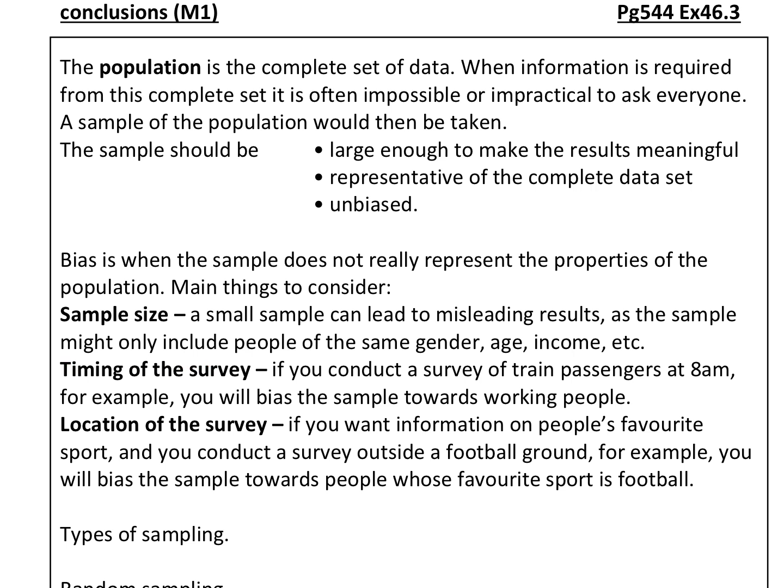The timing of the survey. If you conduct a survey of train passengers at 8 AM, for example, you will bias the sample towards working people. Think about the location of the survey. If you want information on people's favourite sport and you conduct a survey outside a football ground, for example, you will bias the sample towards people whose favourite sport is football. So in those cases, potentially because of those sample size, the timing of the survey, the location of the survey, your sample will not represent the population, so it won't be a very good sample. There are different types of ways of sampling.